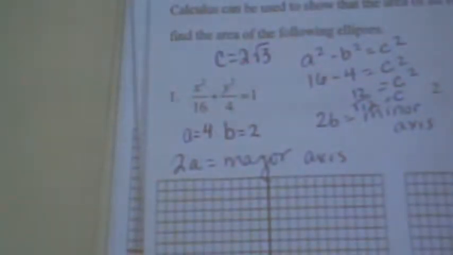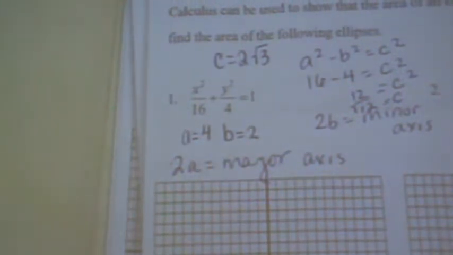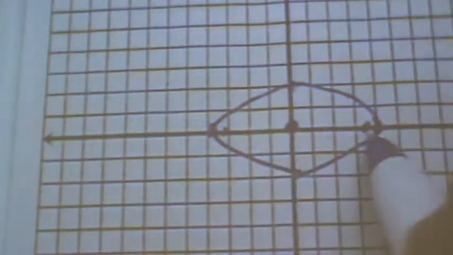Okay, so 2 root 3, let's convert it into a decimal. It's about 3.5. So where are your fixed points at 3.5? It's about right here, here's your c value, and here's your c value. It's hard to see, these are small boxes. So right there, these are your 2 c values.